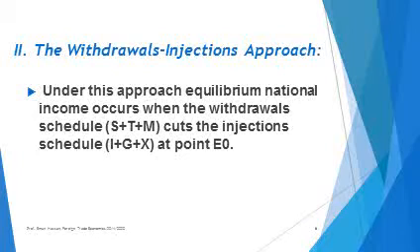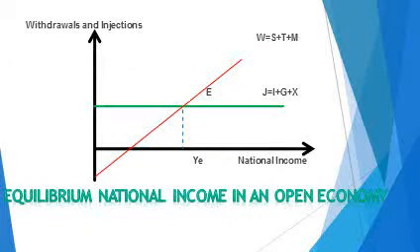The second approach today is the withdrawals-injections approach. Under this approach, equilibrium national income occurs when the withdrawals schedule S plus T plus M cuts the injection schedule I plus G plus X at the point E naught. This slide presents this relation between them according to the graph. The point E is the point of equilibrium, and the point of equilibrium according to this approach means that the withdrawals equal the injections.